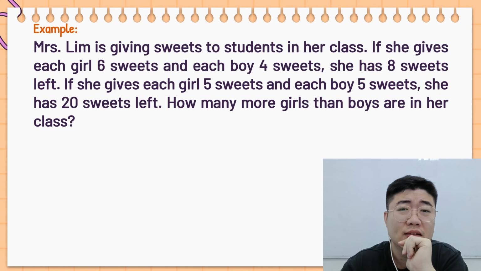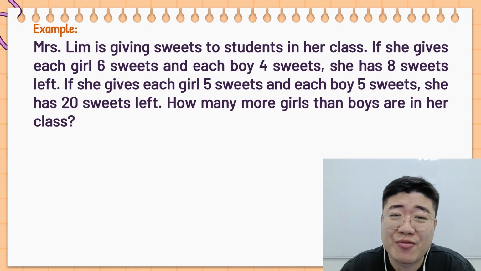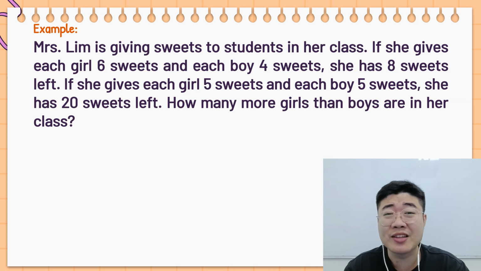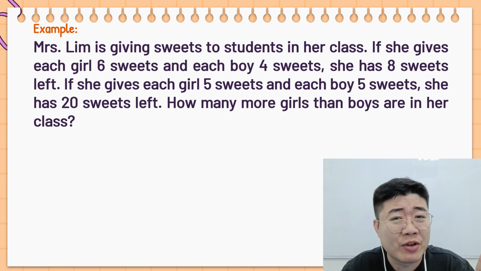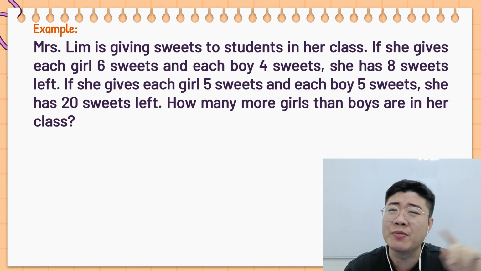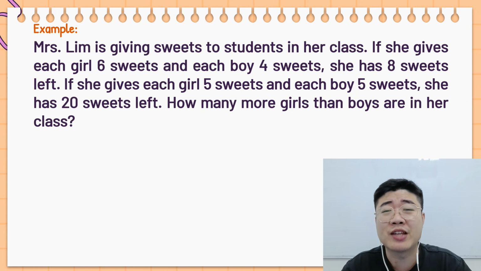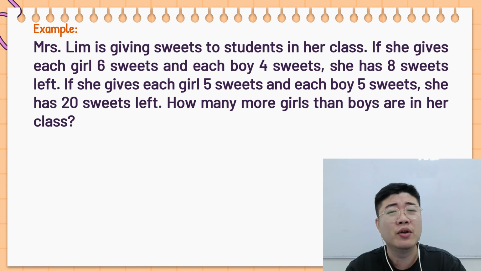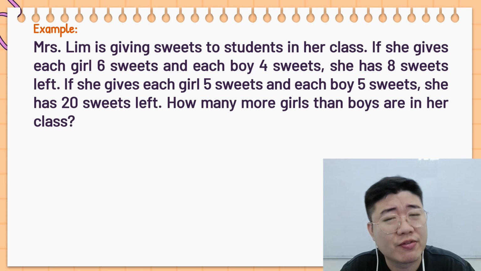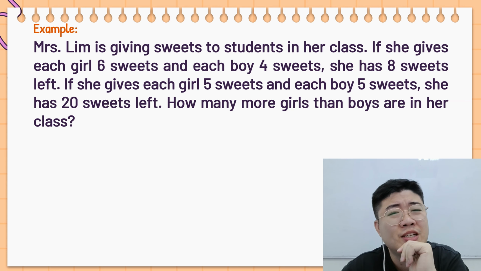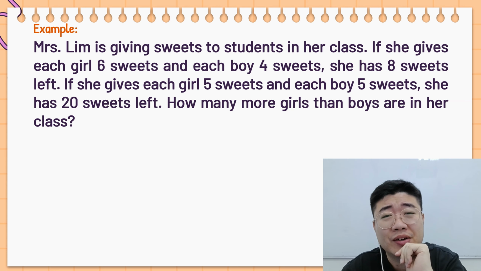So let's think. This question has given us a lot of information here. We have the girls and the boys, and the number of sweets given to them even changes from the first time to the second time. You see, first time the girl gets 6, boy gets 4. Second time, both will get 5. Too many changing things. How do we compare?